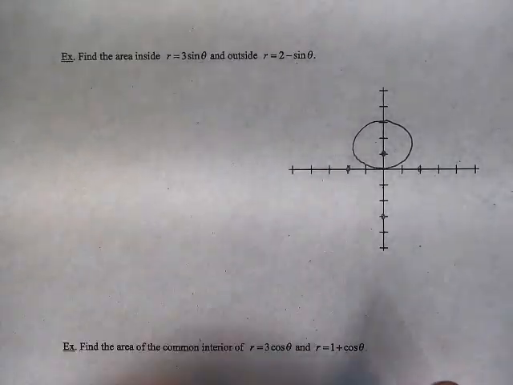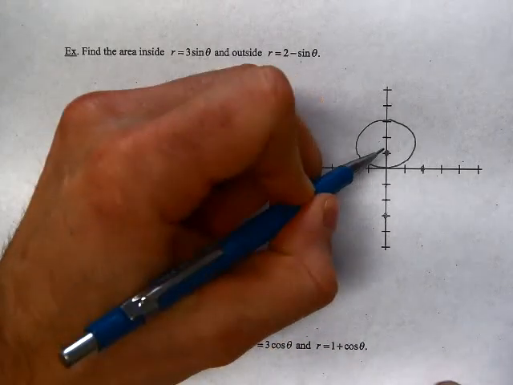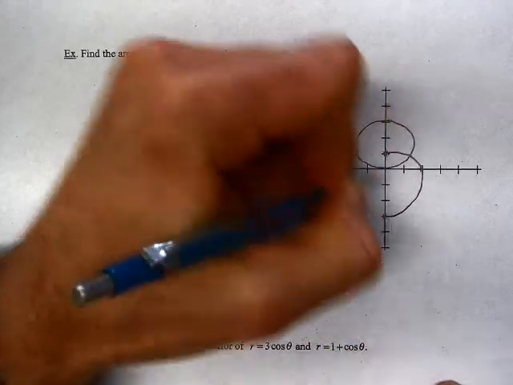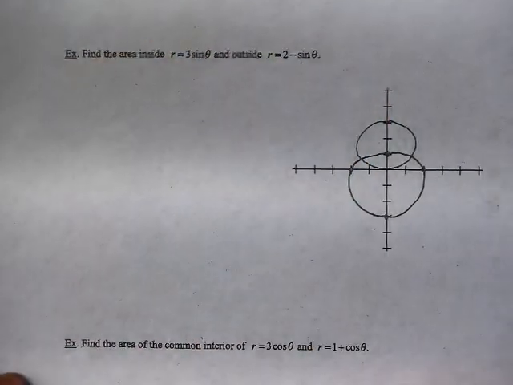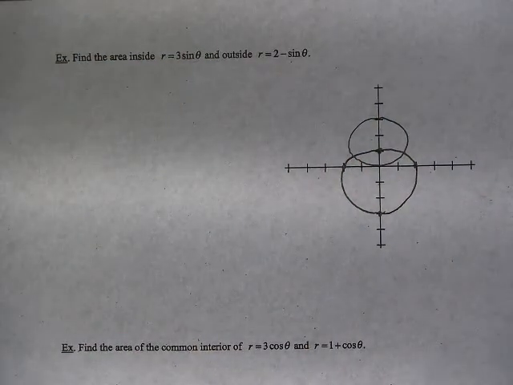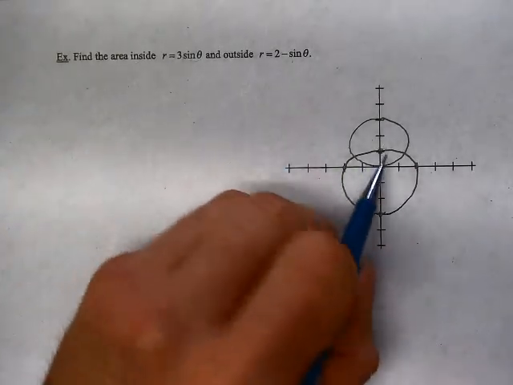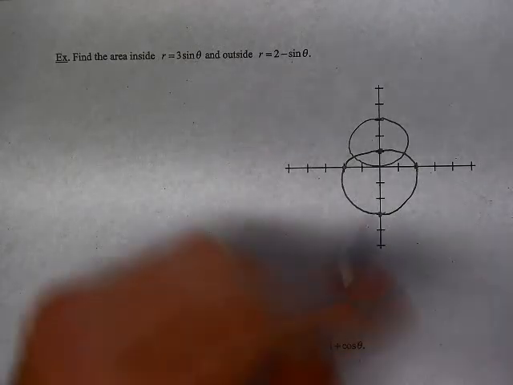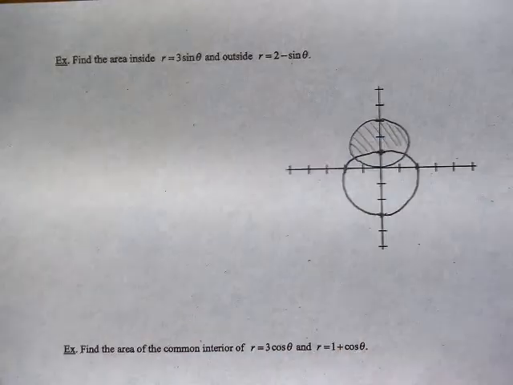We're going to have a maximum r at 3, here and here. Since it's minus sine theta, the largest part of this graph is going to be below the x-axis. So we have a graph that looks kind of like that. Alright, so we want the area inside the circle but outside our shape here. Right, so we want that area there.